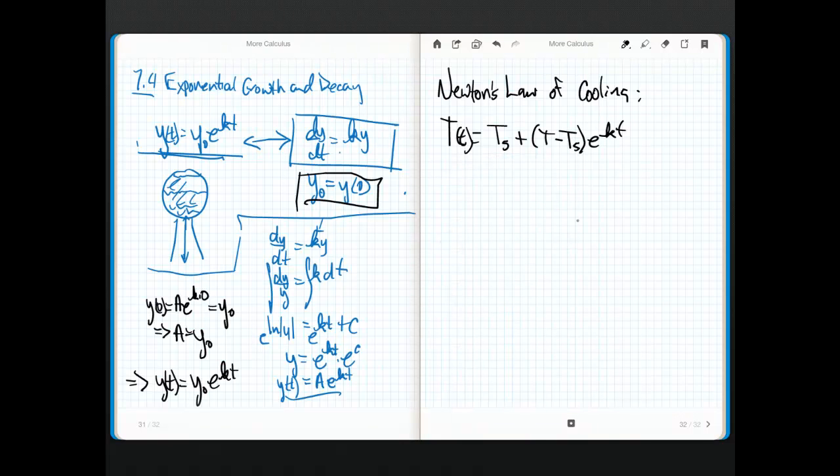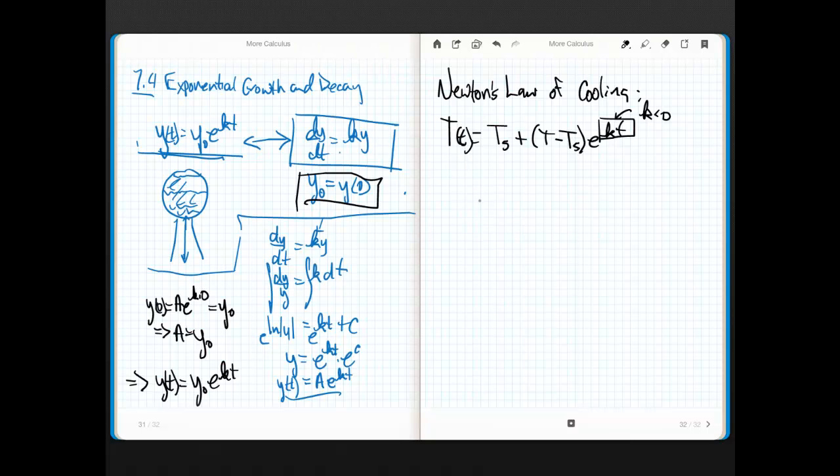E to the kt. And you probably remember, hopefully, that this k has to be less than 0, because as t gets huge, I want this term to go to 0. Let's explore that for a second. As t gets big, if this guy's negative, kt gets huge in the negative direction. E to the huge negative is really close to 0. This all goes away, and guess what? Your pizza cools to the temperature of the surrounding.